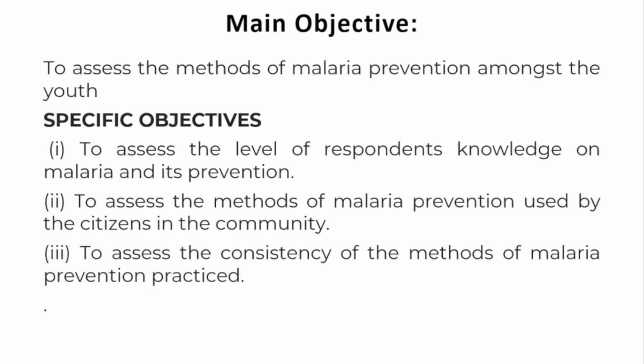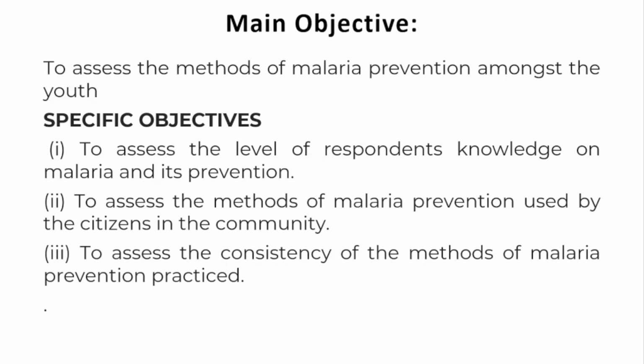Okay, so you look at the specific objectives. My first specific objective is to assess the level of respondents' knowledge on malaria and its prevention. Also, I want to assess, or since you have already done the work, you also say that I assessed the methods of malaria prevention used by the citizens in the community. So if it is a proposal, you say I will. If it is not a proposal, then you should present in the past tense because you've already done the work.